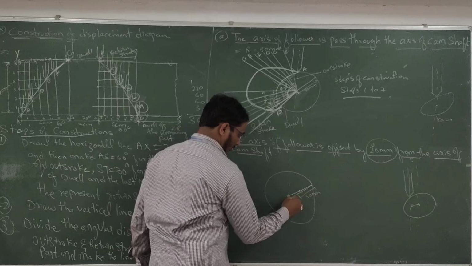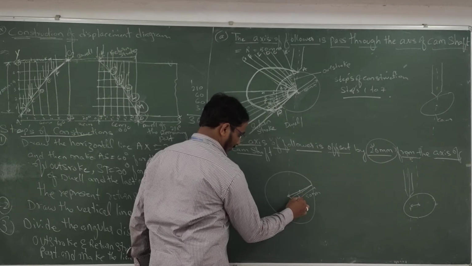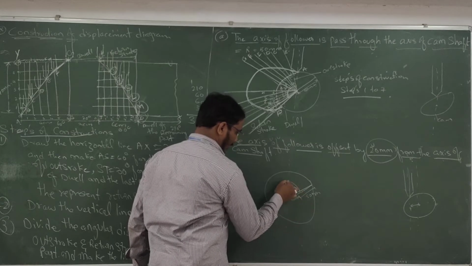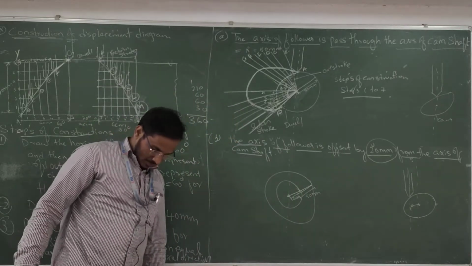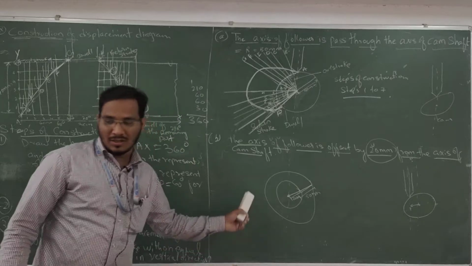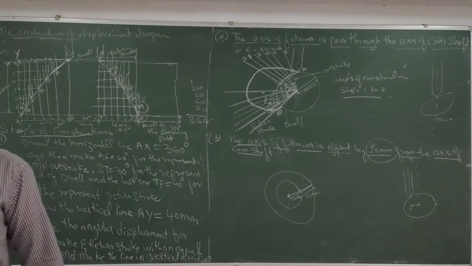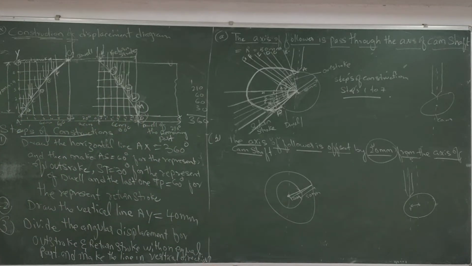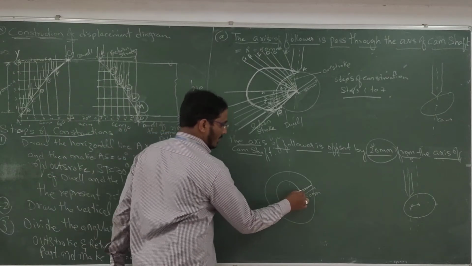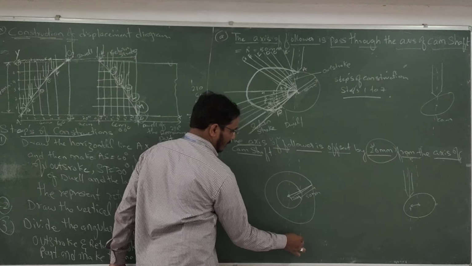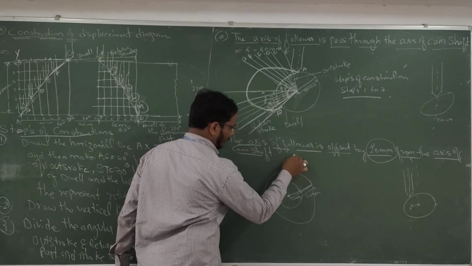This is your 20 mm, and make this circle. That is your axis of the follower.